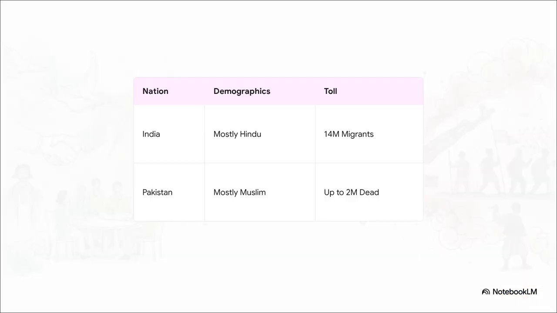However, the actual transfer of power itself was absolutely devastating. In August 1947, the partition into a predominantly Hindu India and a predominantly Muslim Pakistan triggered one of the largest mass migrations in all of human history. We're talking 14 million people crossing new borders, resulting in anywhere from 200,000 to 2 million deaths. Gandhi was entirely heartbroken by this violence, and he was tragically assassinated the following year by a radical who viewed his accommodations as a betrayal.